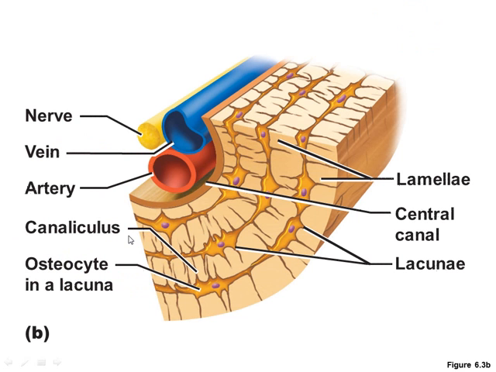These osteons are only on compact bone. Wherever there's compact bone, you have osteons. So we're basically taking a cross section. Each one of these layers is a lamella. This whole thing together is an osteon. Here's your central canal with your artery and your vein and your nerve.